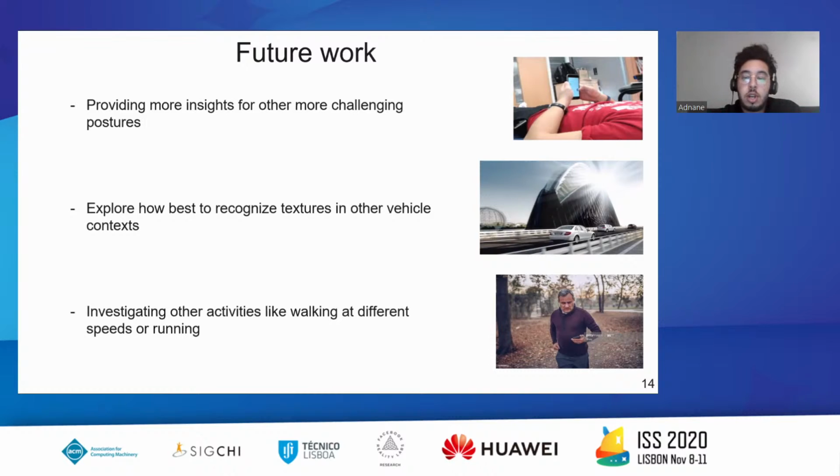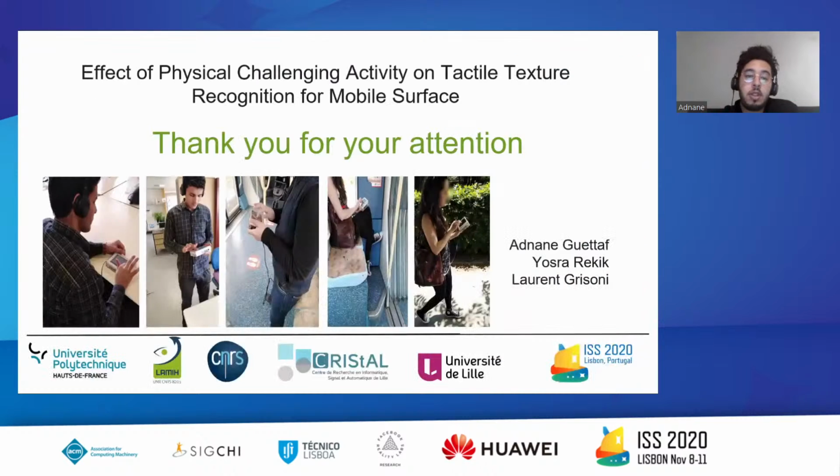Also, our results cannot be generalized to other vehicle contexts, which might have different traveling speeds or can produce more or fewer jitters that are likely to be the reason why tactile recognition can increase in difficulty. Also, for the street context, we considered only the walking activity, so the results remain uncertain for other activities like running or walking with different speeds. Thank you for your attention.